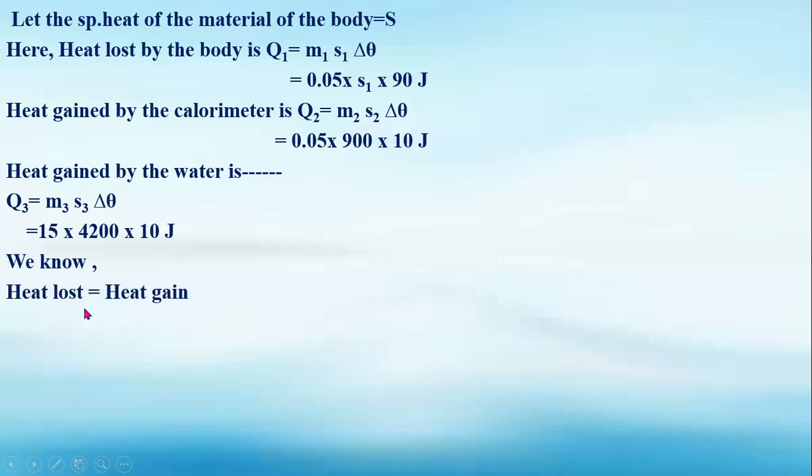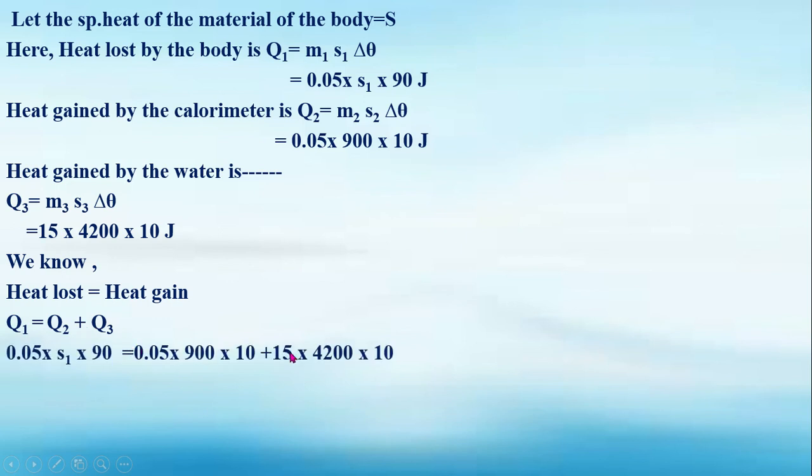So now we know heat lost equal to heat gain. That is the principle of calorimetry, the fundamental principle of heat, that heat lost equal to heat gain. So heat lost equal to what? Q1, and heat gain equal to Q2 plus Q3. Dear students, when you do the math, you must put a decimal here. By mistake, it was not given here.